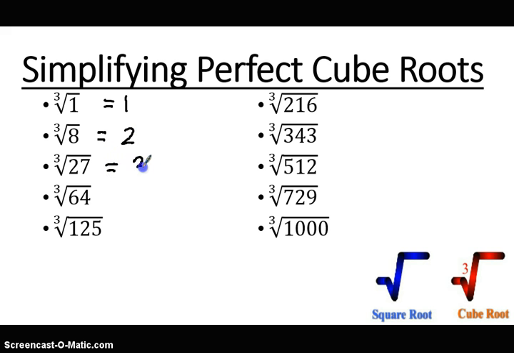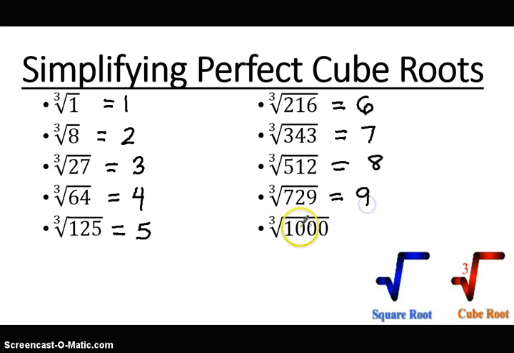3 is equal to the cube root of 27. 3 times 3 times 3 makes 27. The cube root of 64 is 4. The cube root of 125 is 5. The cube root of 216 is 6. The cube root of 343 is 7. The cube root of 512 is 8. The cube root of 729 is 9. And the cube root of 1,000 is 10.